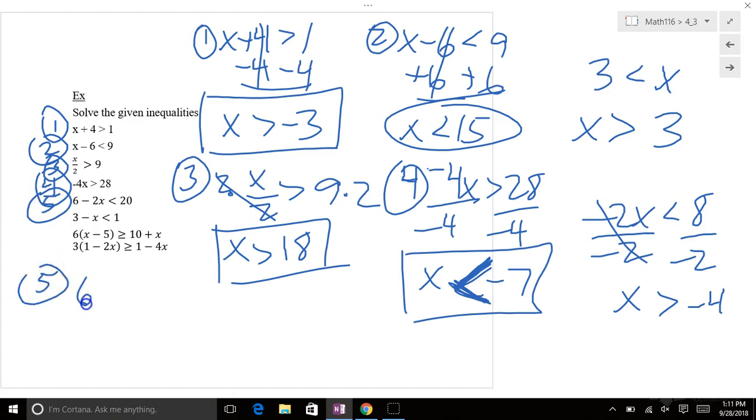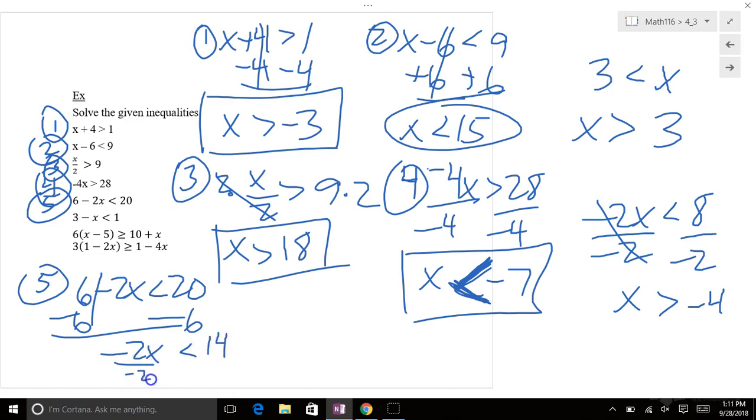Number 5, 6 minus 2x is less than 20. Subtract 6 first, you got negative 2x is less than 20 minus 6, which is 14. Now divide by negative 2 on both sides. Ding, ding, ding. Divided by a negative, so we got to switch that. X is greater than negative 7 is our solution set on that.